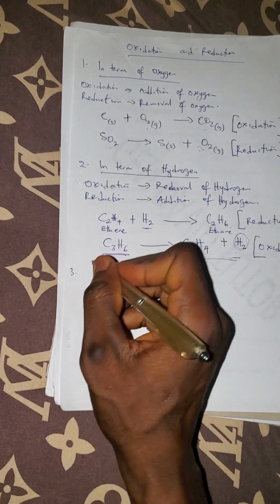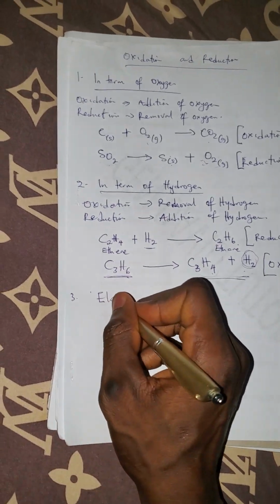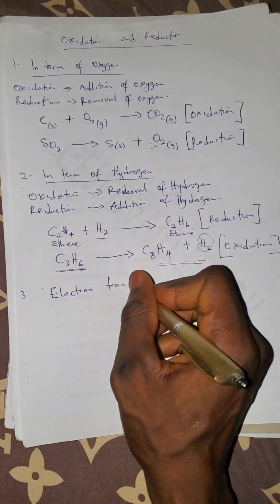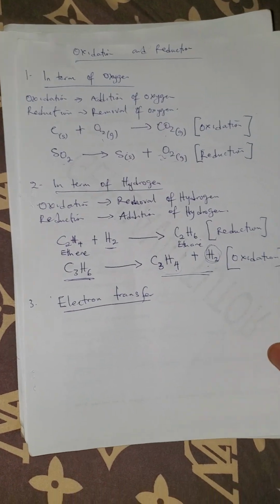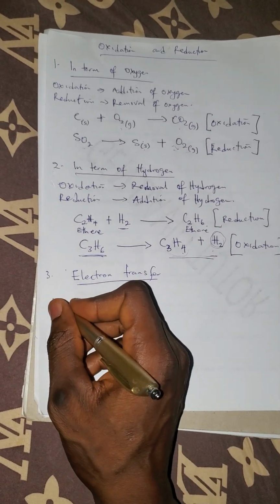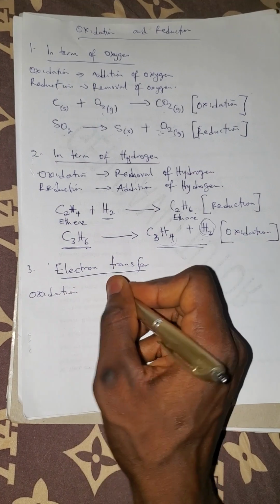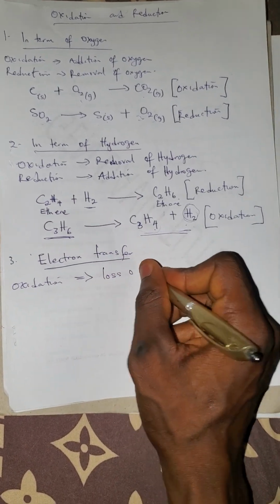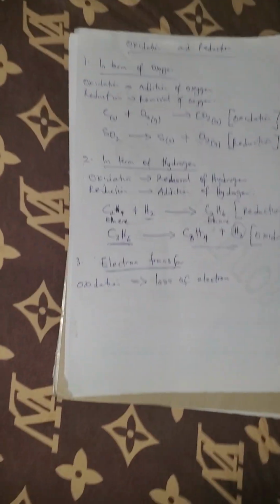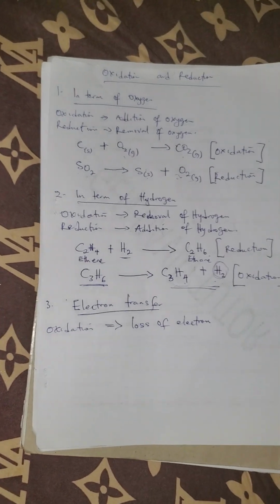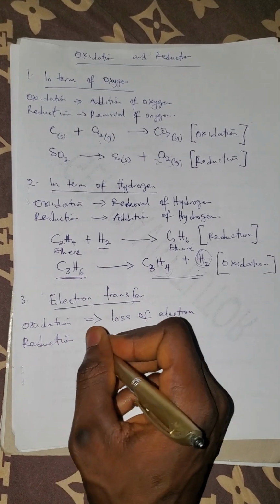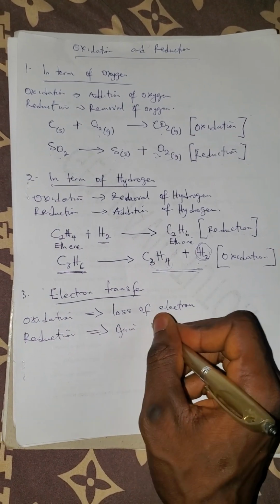Now, number 3. In terms of electron transfer. Electron transfer means how they transfer electrons within themselves. Now, oxidation is loss of electron. So if any atom or element or compound undergoes loss of electron, it means it undergoes oxidation. And we have reduction to be gain of electron.